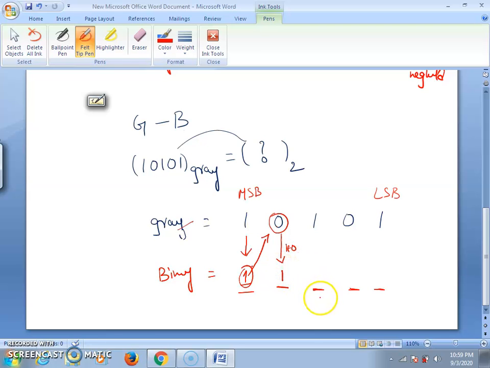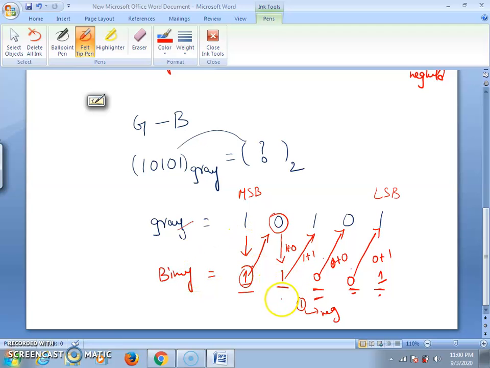Next, for this bit, I add these two numbers together, that means 1 plus 1. Here also the special case applies: 1 plus 1 is equal to 0 carry of 1. This carry bit is neglected. Next, for this bit location, I add these two bits together, that is 0 plus 0, equal to 0. Next, for this bit location, 0 plus 1, resulting in 1. So this is the procedure you should follow to convert a gray number into a binary number.